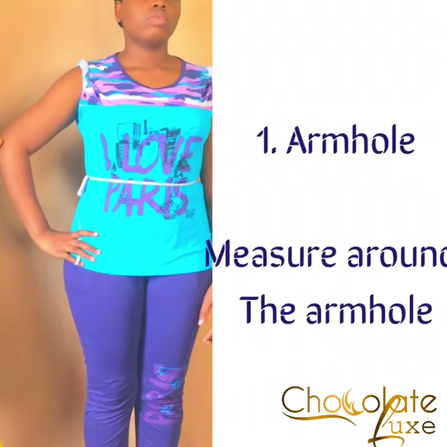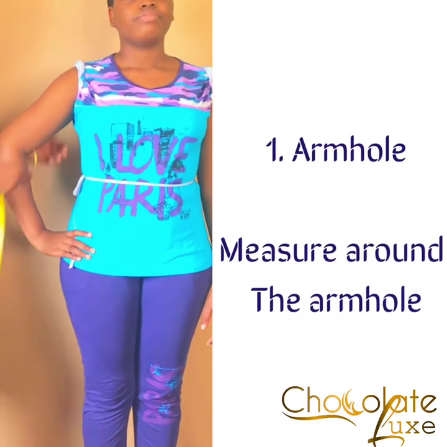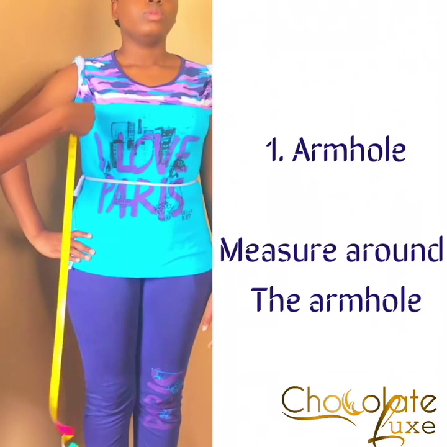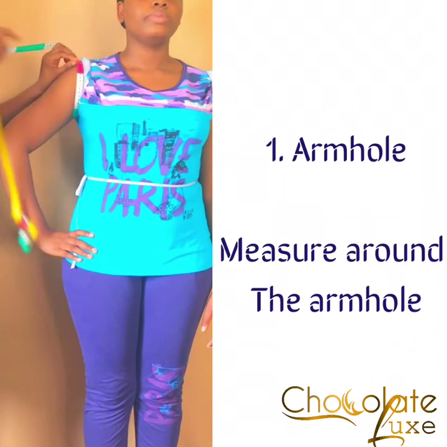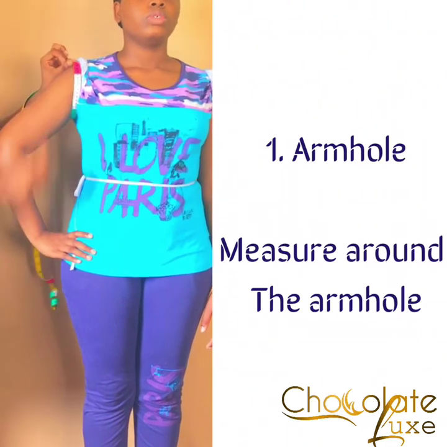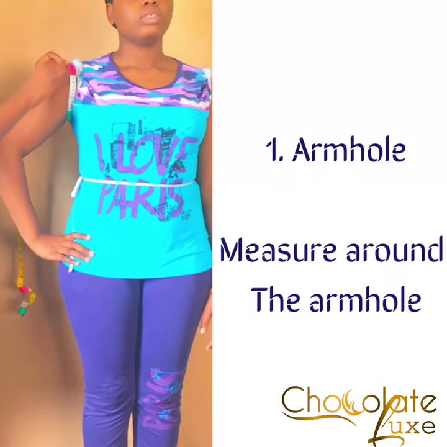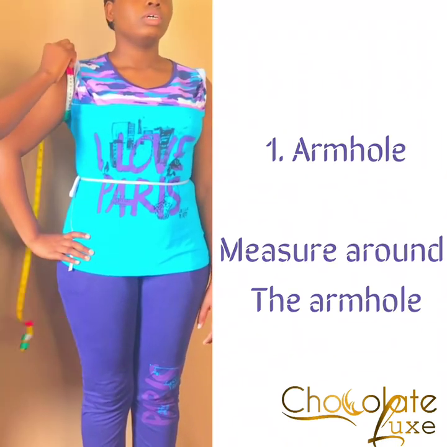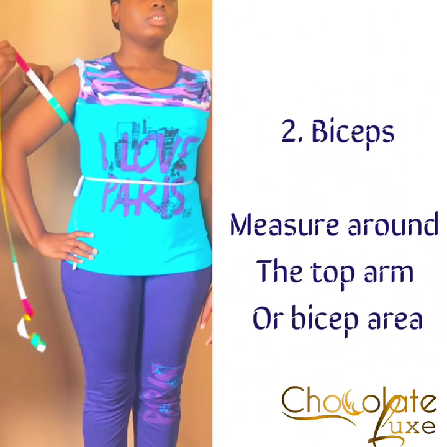So you're going to tell your client, or yourself if you are taking your own measurements, to place your hands on your hip like this. The first thing we're measuring is the armhole. Although you will have taken this measurement while measuring for your bodice, it's also good to take this again to cross-check. It's important that you cross-check your measurements at least twice to make sure you have the correct thing.